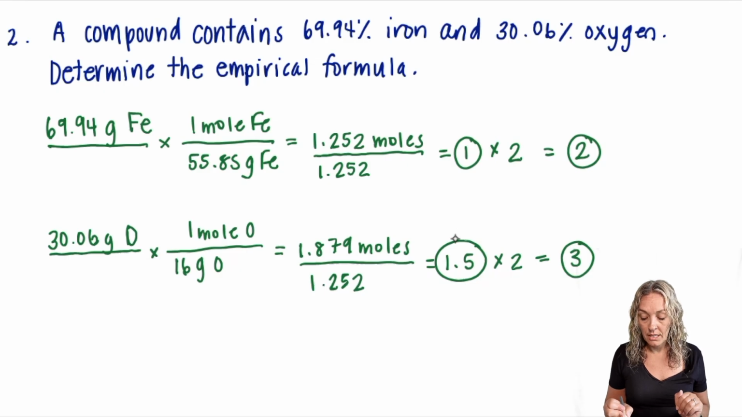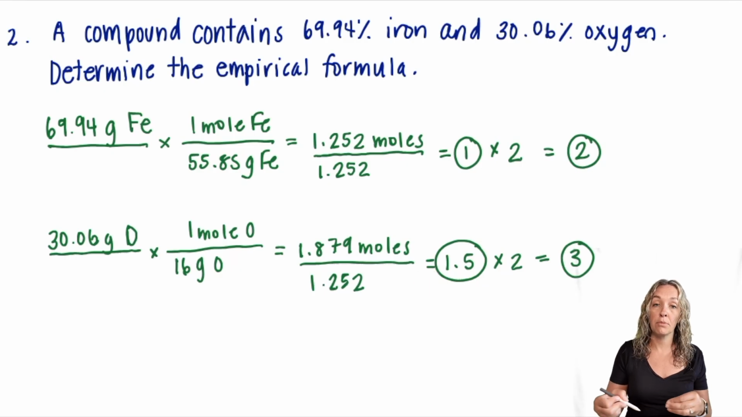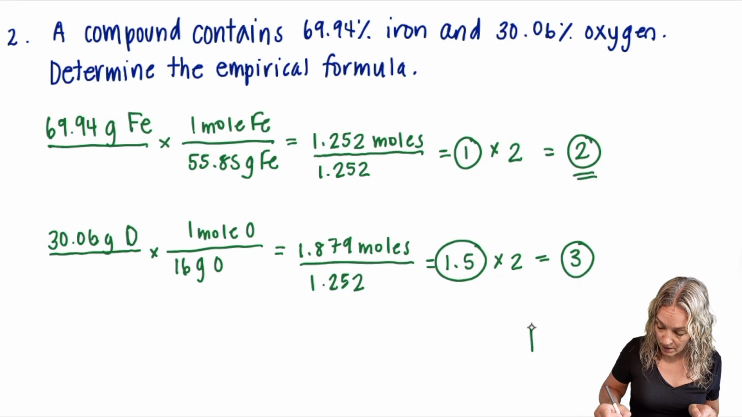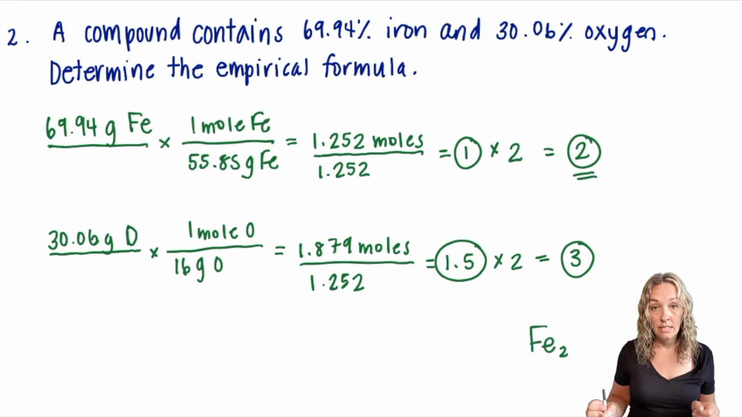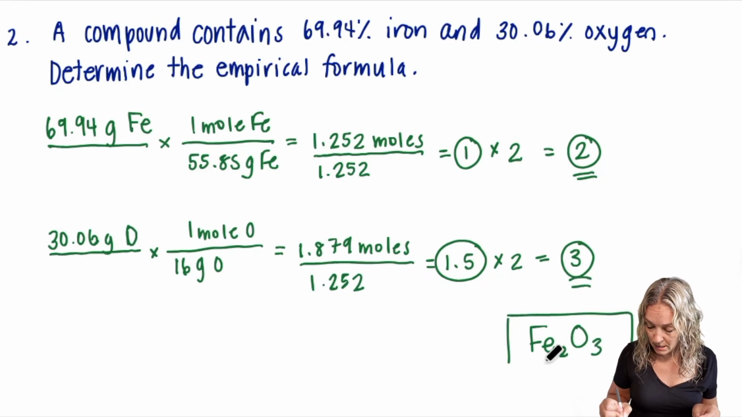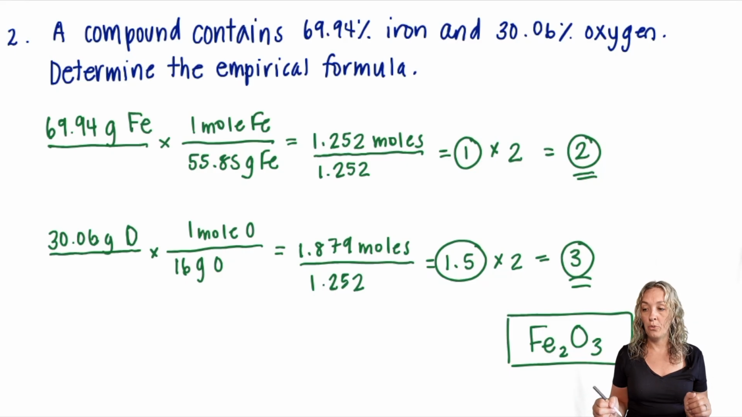Now, if you end up with something that is, let's say, 1.25 or 2.25, you can simply multiply both numbers by 4 in order to get them to a whole number ratio. Likewise, if you have 1.33, you could multiply by 3 in order to get that to a whole number as well. So now that I have the lowest whole number ratio in moles, I'm ready to express the empirical formula. This is telling me that there are 2 Fe's for every 3 oxygens. My empirical formula is Fe2O3.